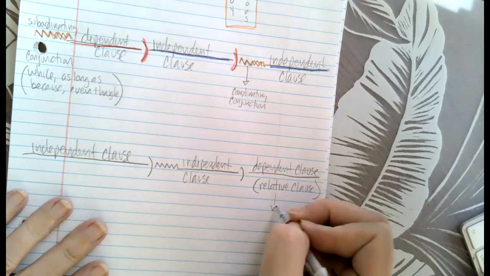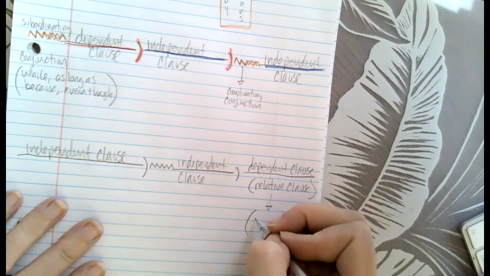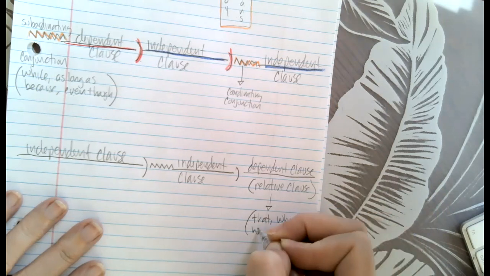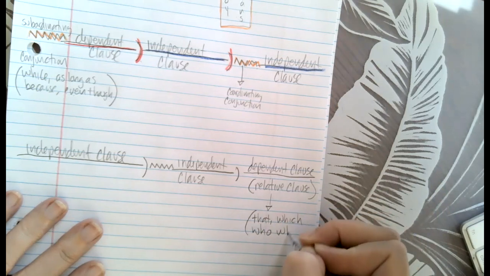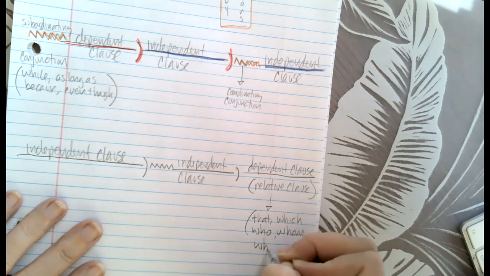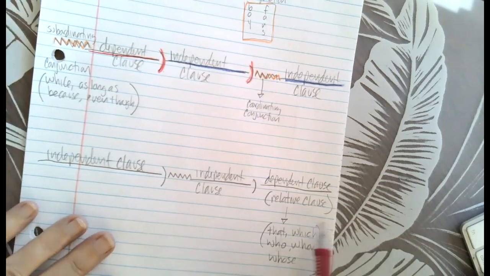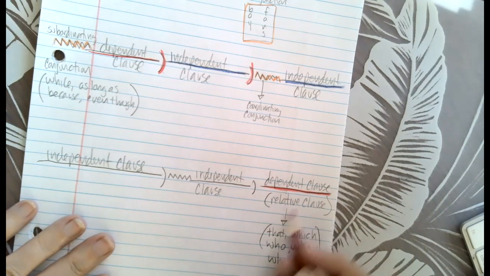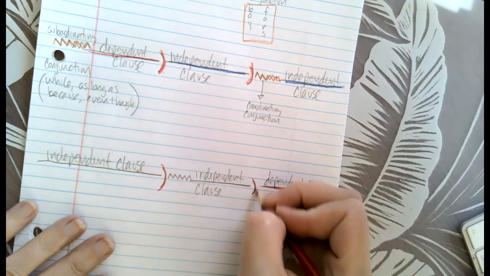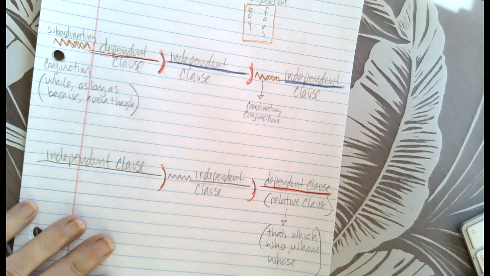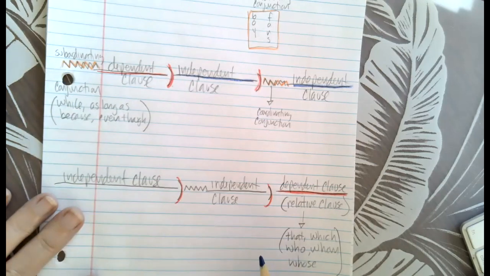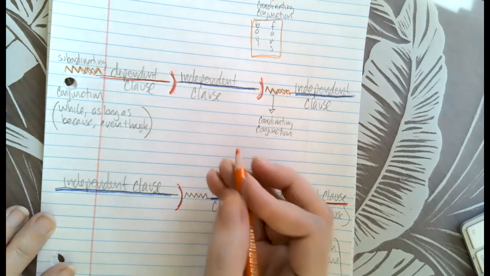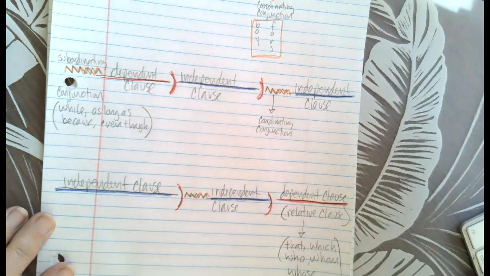And what are those relative pronouns? Those are words such as that, which, who, whom, whose, okay? So they make a dependent clause. A lot of times you'll see them at the end. Sometimes you'll see a comma there and sometimes you won't. Okay, and we've got our independent clause, and of course our coordinating conjunction.